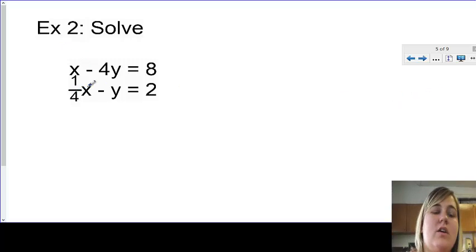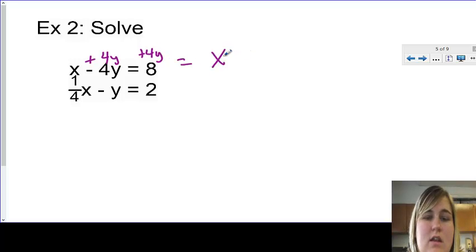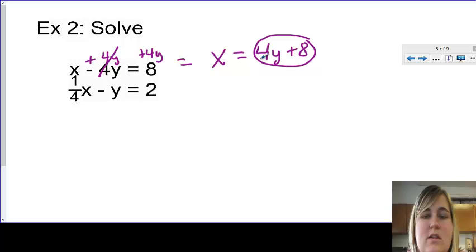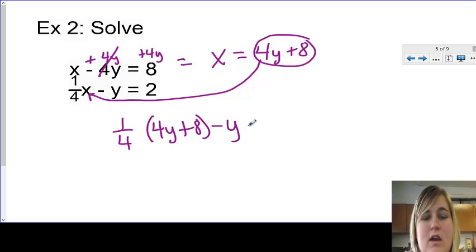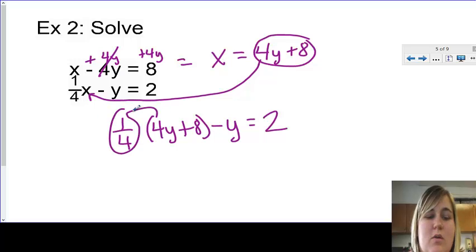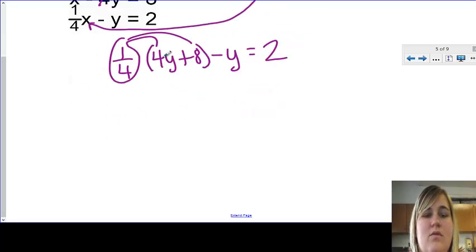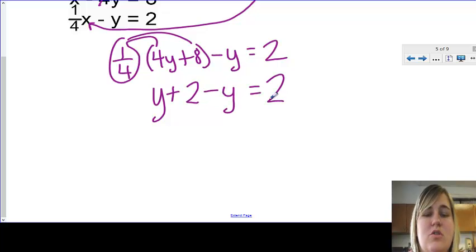So it wants us to solve. To get this x by itself, I'm going to add 4y to both sides, which is going to give me x, and then those will cancel, is equal to 4y plus 8, which I'm going to then take and plug in over here. So I have 1/4 times 4y plus 8 and minus y equals 2. Distribute my 1/4 to everything. 1/4 times 4y just gives me y, plus 1/4 times 8 gives me 2, minus y equals 2.